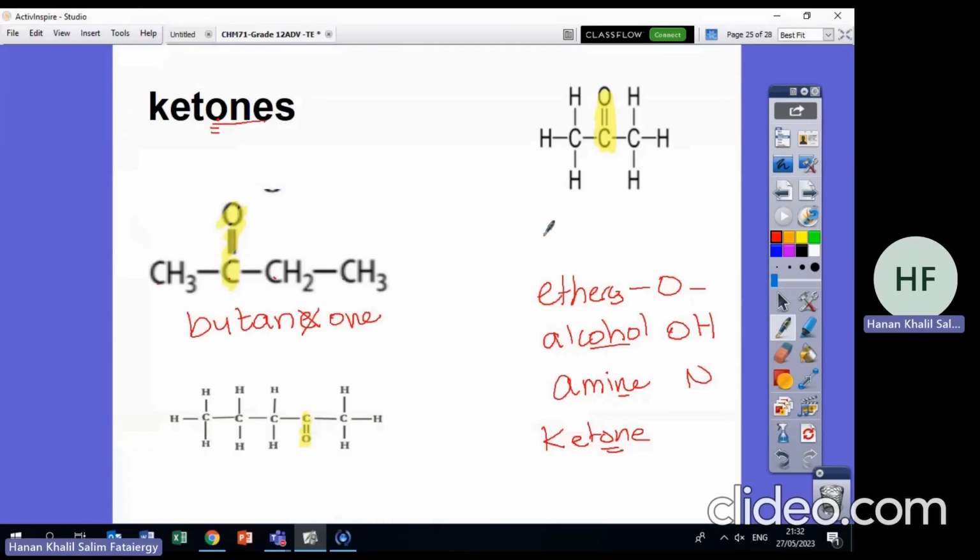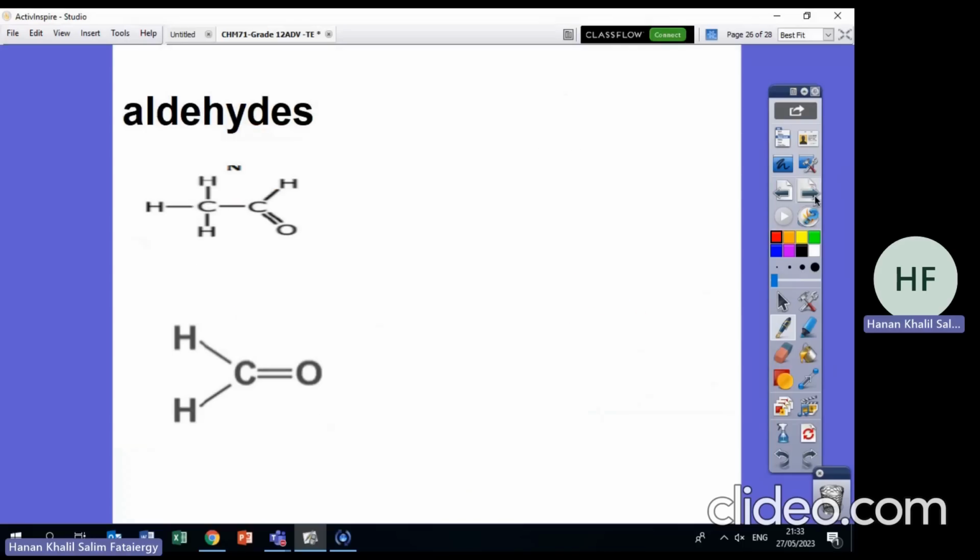Okay, now this one. 1, 2, 3. Prop-. Single bonds is ane. I will remove the E and put O-N-E, so it will be propanone. Okay, 1, 2, 3, 4, 5. This is pentane. I will remove the E and put one, so it will be pentanone. Okay, the only thing you need to know about ketones is how we name them.